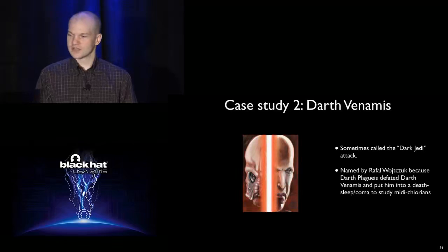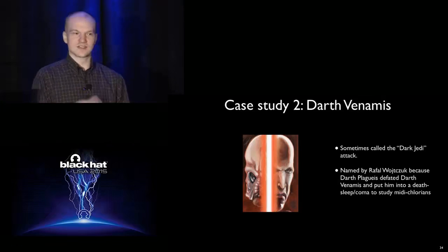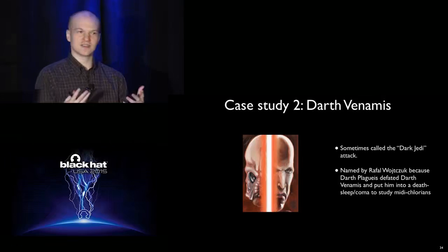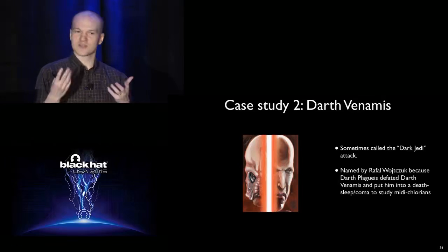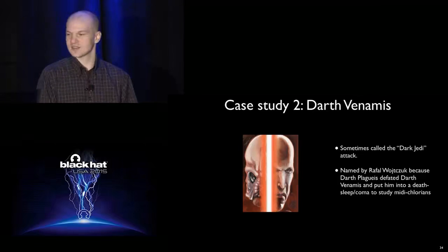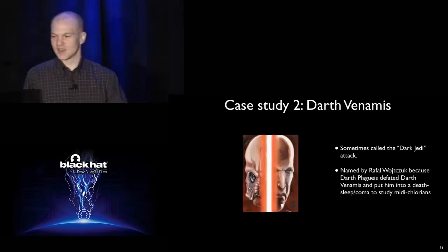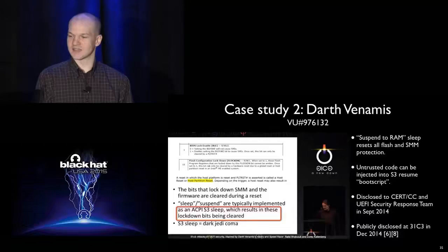Sometimes referred to as the Dark Jedi attack. This was named by Rafal because in the Star Wars universe, Darth Plagueis defeated his nemesis, Darth Venamus. He killed him, and then he kept resurrecting him, putting him back to sleep, killing him again, resurrecting him, putting him back to sleep. So through this continuous process of killing and resuming, he learned the science of midi-chlorians, right? So use killing people to learn about science.